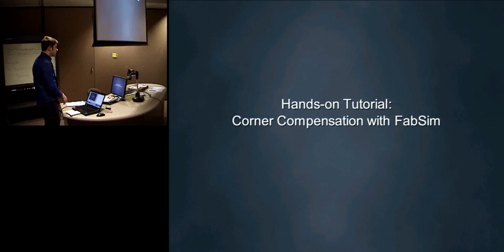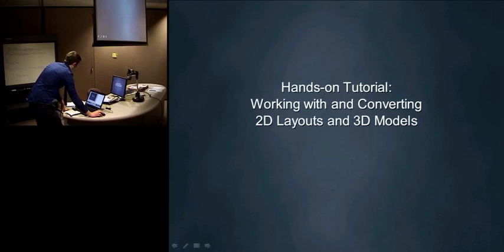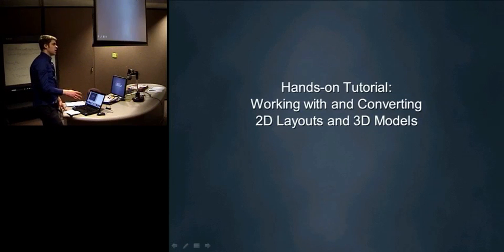Next, we'll do the corner compensation example with FabSim. That's only 2 process steps, so if you want to work with a different file, that should be fine too. There are tons in the training folder. I just think that's a pretty good example to open that design in FabViewer and in FabSim and notice the differences. And then the last one will just be working with the 2D layout and the 3D model formats and converting them back and forth a couple of different ways.